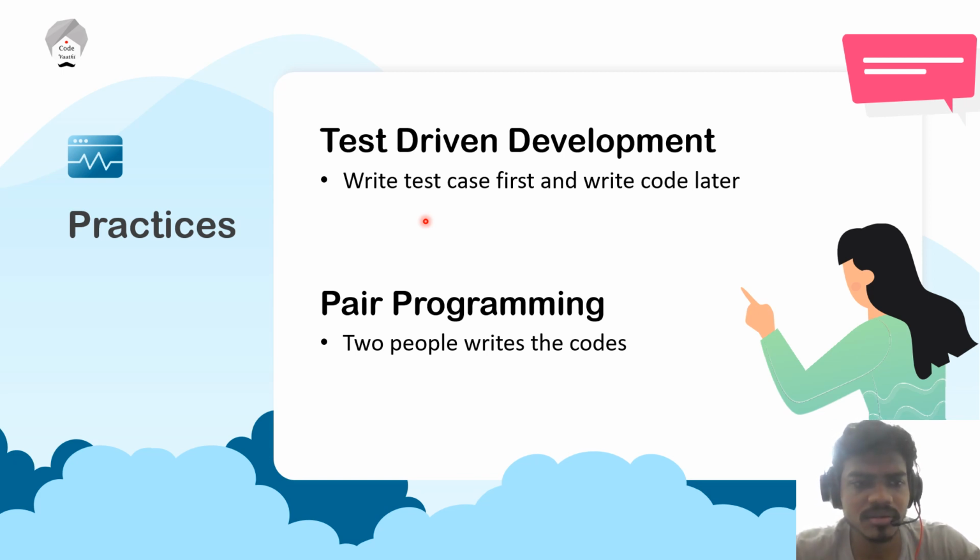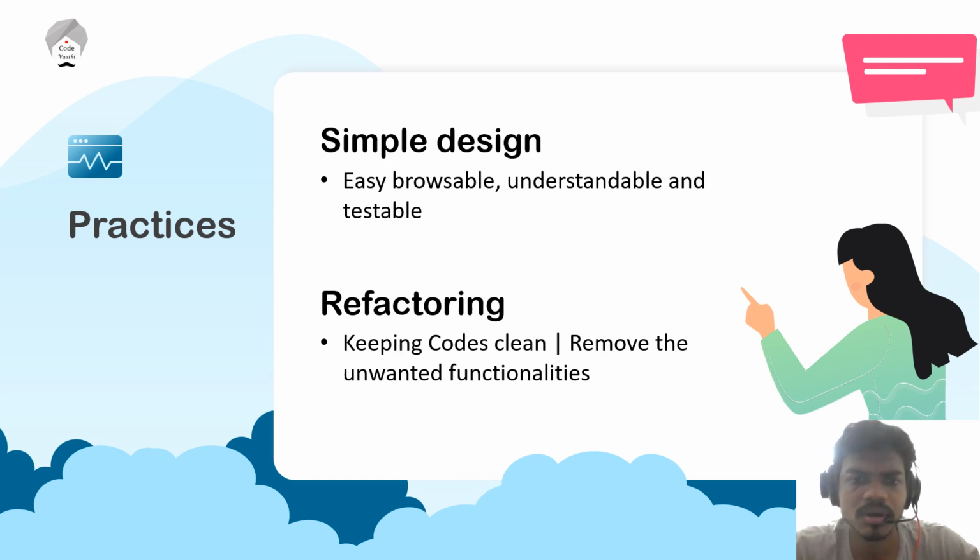Pair programming is asking two people to work on the code so that dependency can be reduced and a lot of knowledge sharing will be happening. A lot of collaborative work. People will be putting a lot of thought process when they work on the same code.